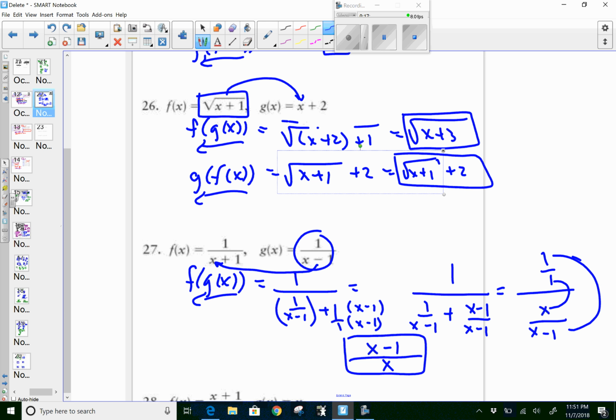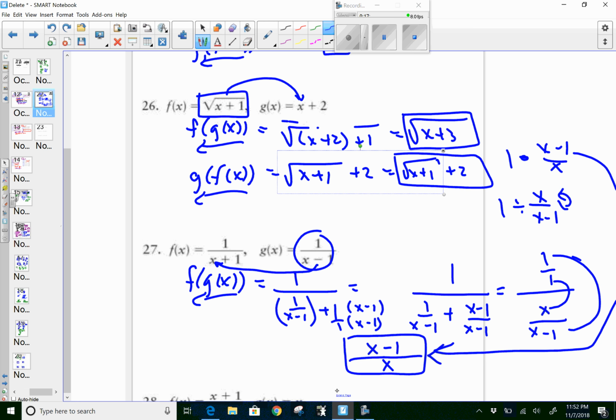If you don't get it like that, then do keep change flip. So 1 divided by x over x minus 1. It's going to be 1 times, and then this gets flipped. So that's going to be x minus 1 over x. That's times. 1 times anything is itself. So that's also going to give you that answer. However you do it, you still get the same answer.